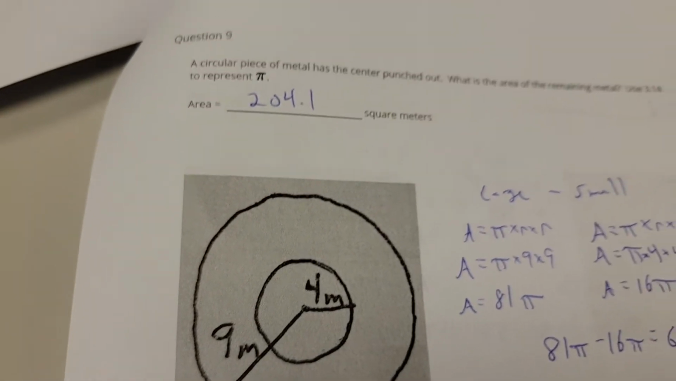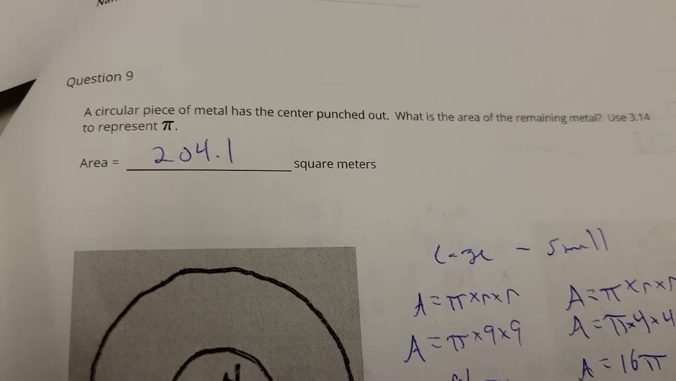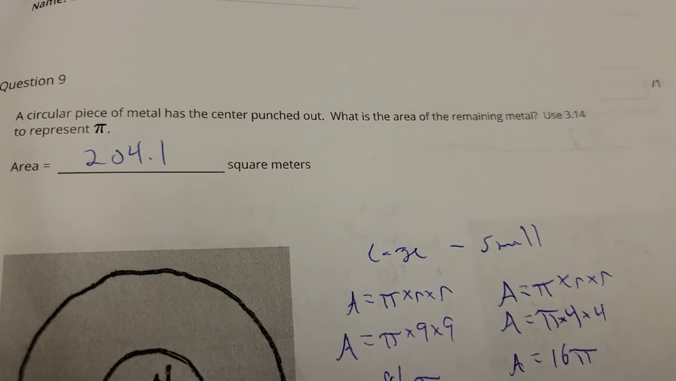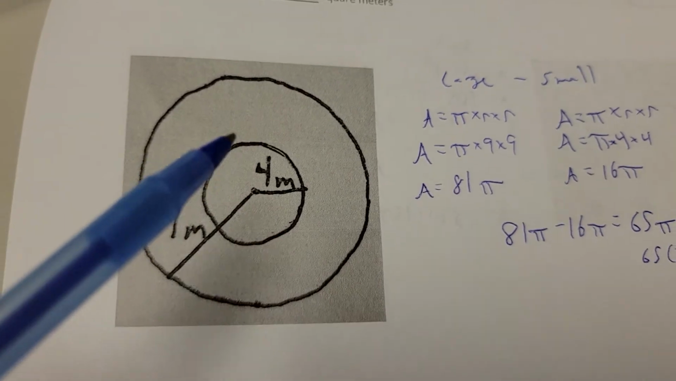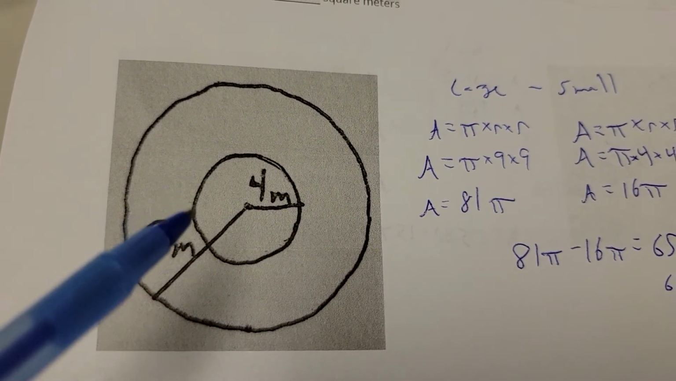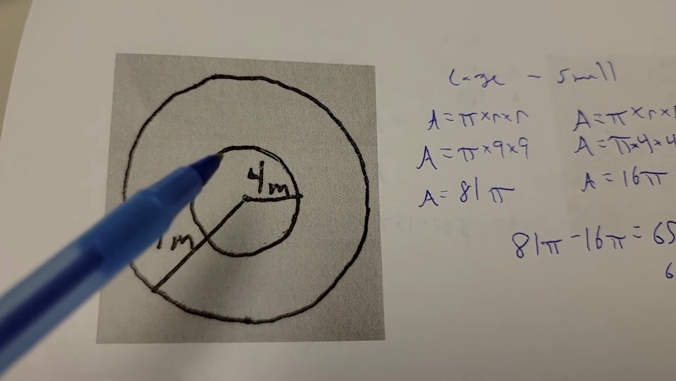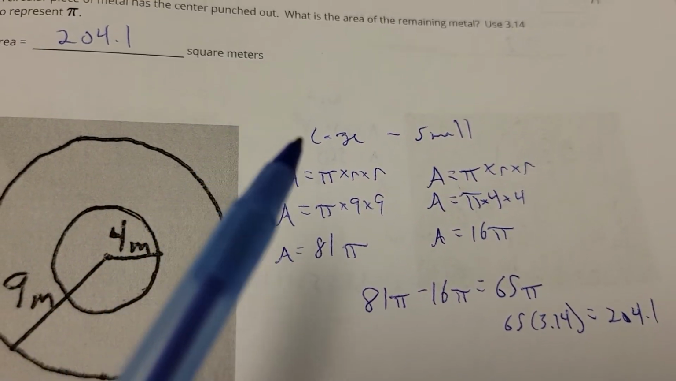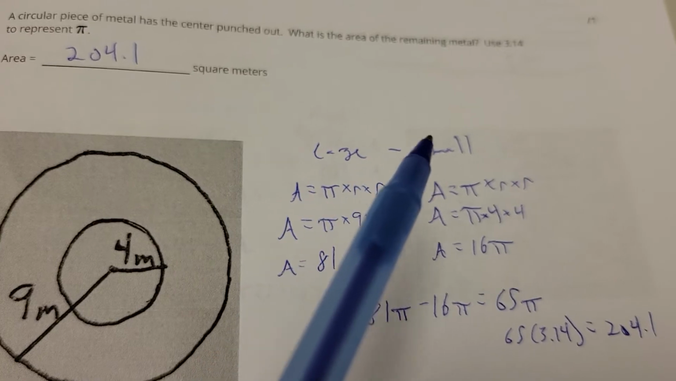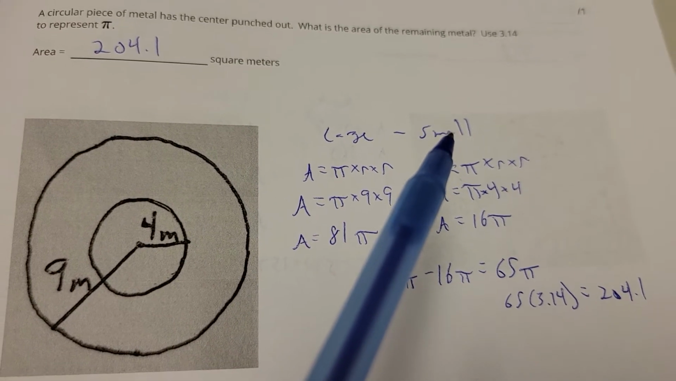All right, next up, a circular piece of metal has the center punched out. What's the remaining area of the remaining metal? Use 3.14 to represent pi. So you have a big circular piece of metal, and then they punch out the center, so you don't want that middle piece anymore. But you still have all this big ring around the outside. So what I'm going to do is find the area of my large circle, and I'm going to take away the area of that smaller circle that's going to get punched out.